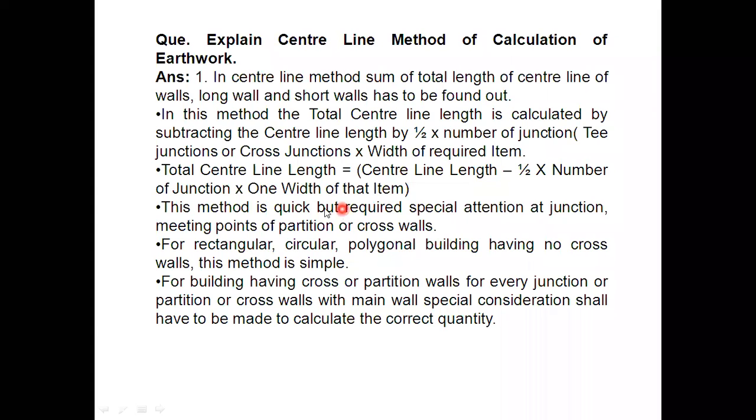This method is quick but requires special attention at the junctions, where partition or cross walls meet. Now what is this particular number of junctions?